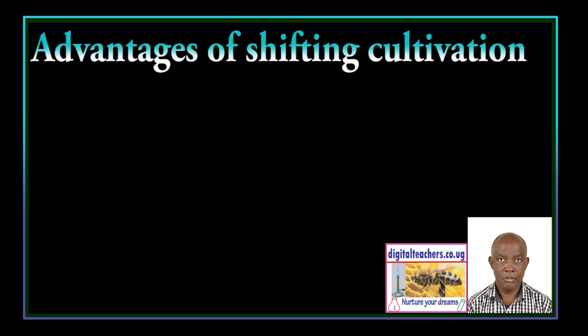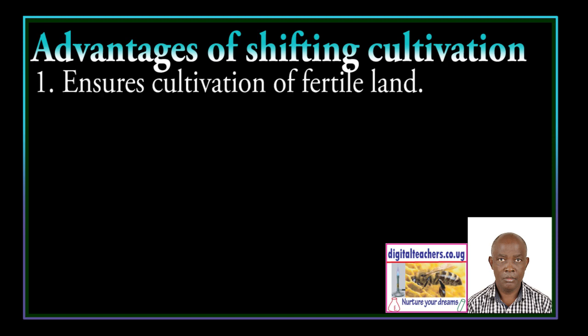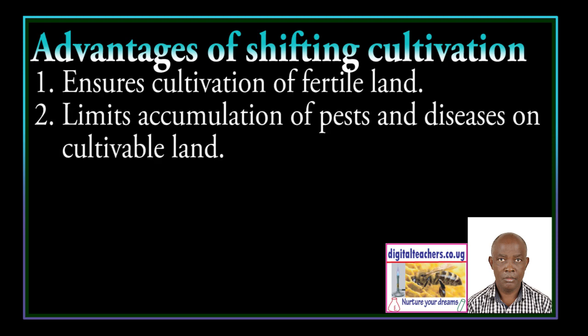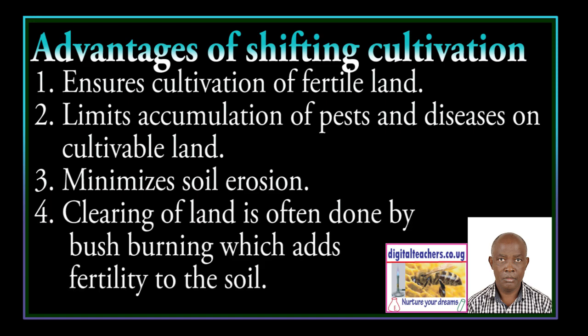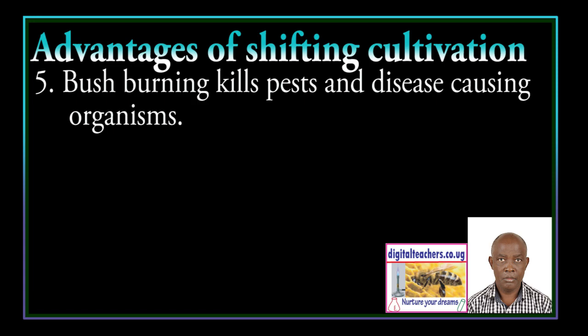Advantages of shifting cultivation. Ensures cultivation of fertile land. Limits accumulation of pests and diseases on cultivable land. Minimizes soil erosion. Clearing of land is often done by bush burning, which adds fertility to the soil. Bush burning kills pests and disease-causing organisms.